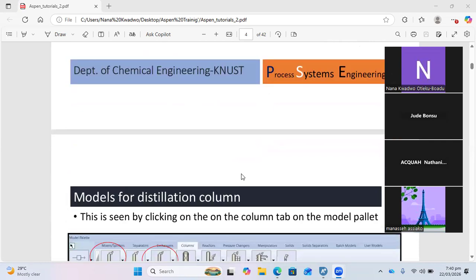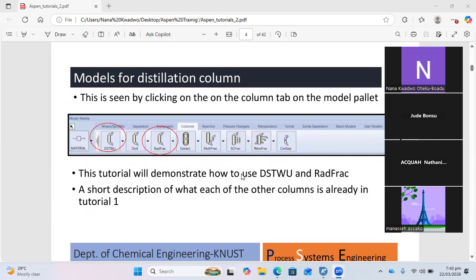And Aspen has different blocks that we can use for the distillation simulation. So we have all these blocks down, and the specific things that each of them do, it's detailed out in the first slide that I sent to us. So I'll send this one to us as well after today's discussion. But for today, we are going to focus on two of them, the DSTWU and then the RADFRAC. So the DSTWU is a simplified model. The RADFRAC is a more rigorous model.